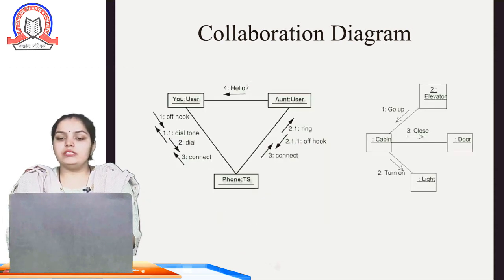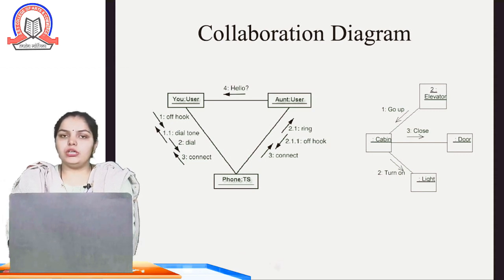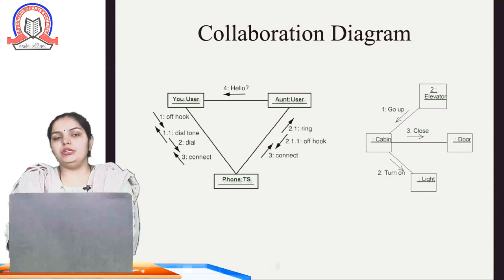So here you can see the example of the collaboration diagram. If we are trying to connect a call, both the users are there and the phone transmission system is there. So this is how they communicate with each other. Means you can see the communication or message passing between the different objects, but the sequence is not there.